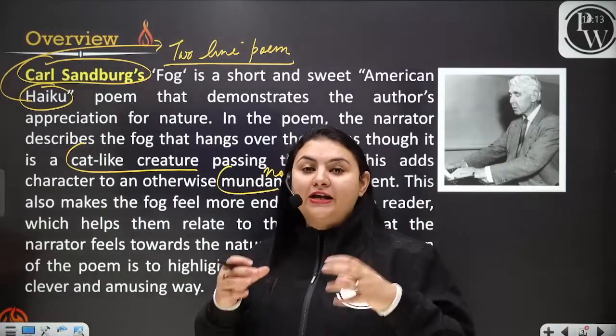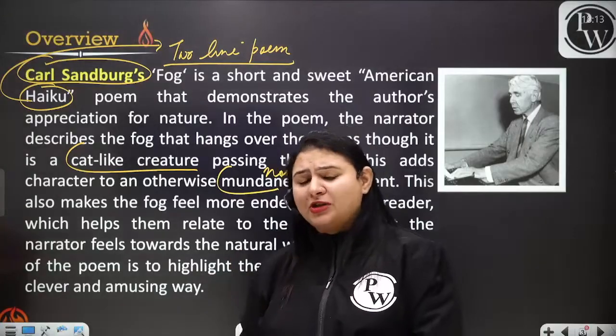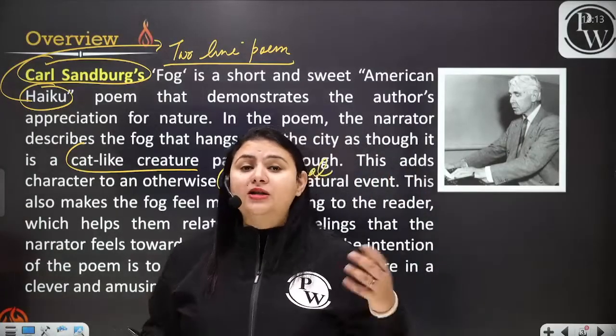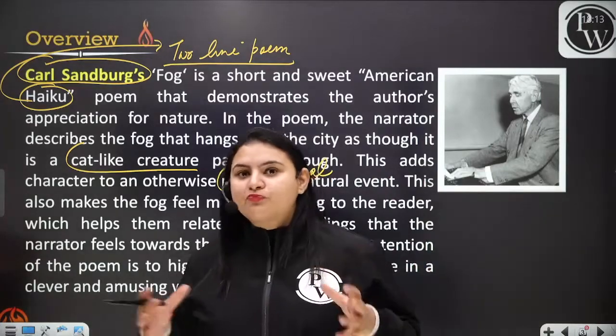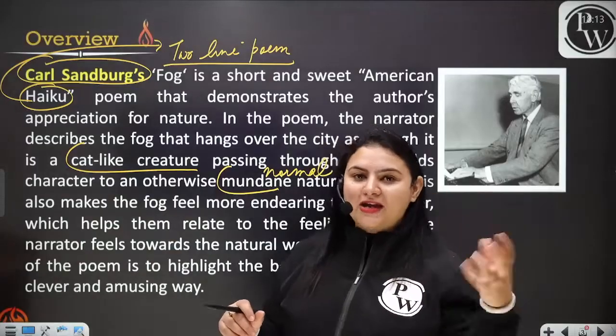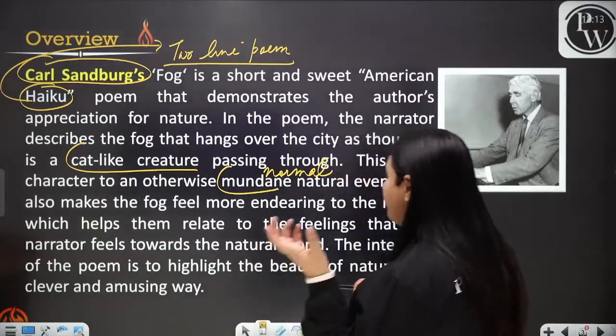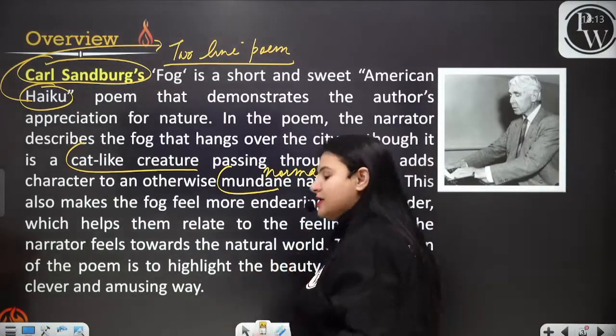People love cats, they have a general love for cats. Cats are very cute, especially if we talk about little cats. So here, a fog has been compared with a little cat. The poet is trying to make it more endearing, more lovely, which helps the reader relate to the feelings that the narrator feels towards the natural world.